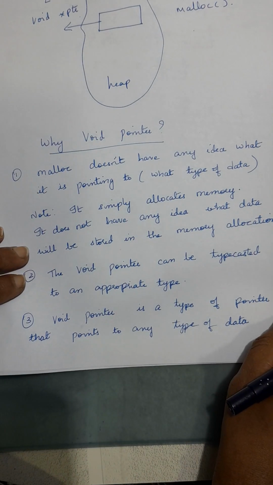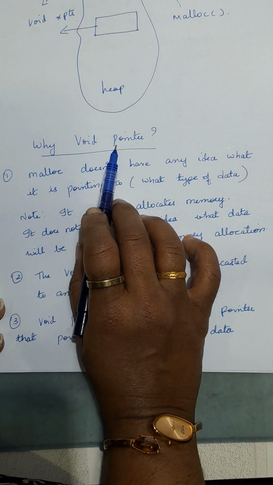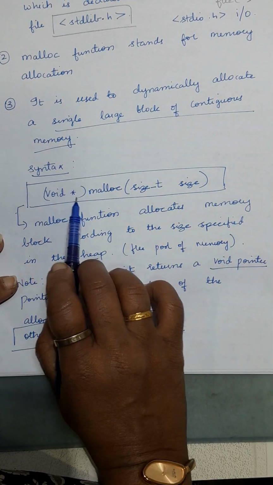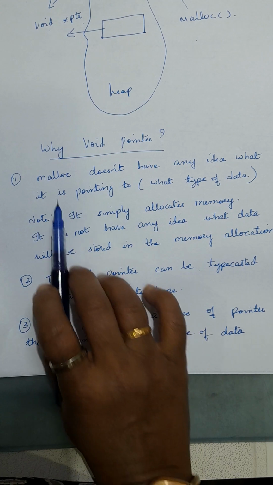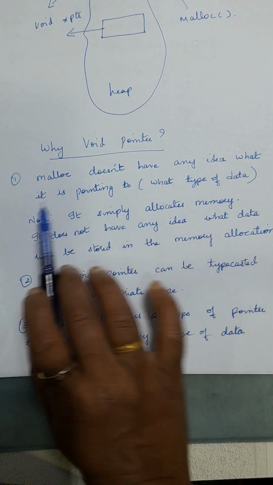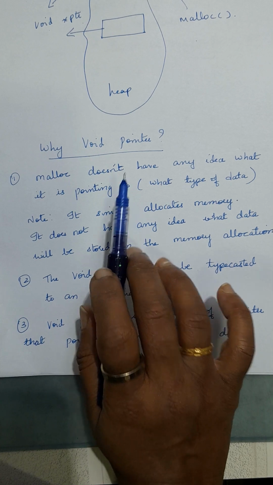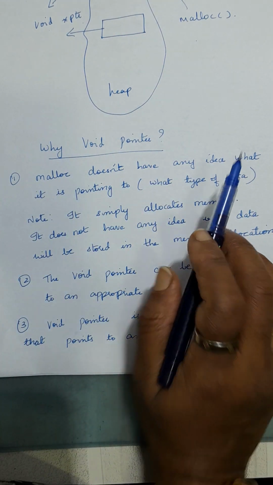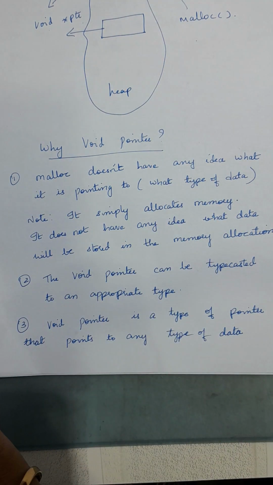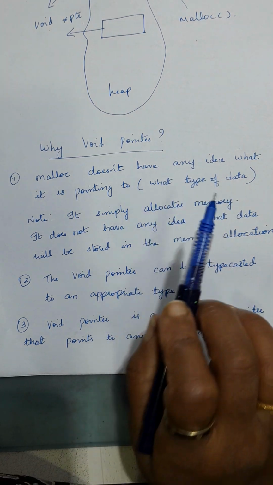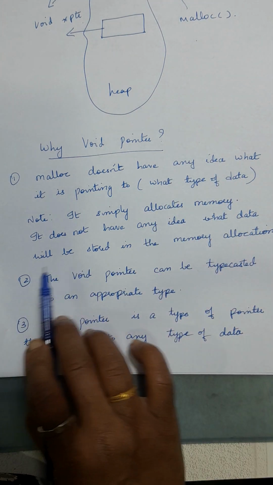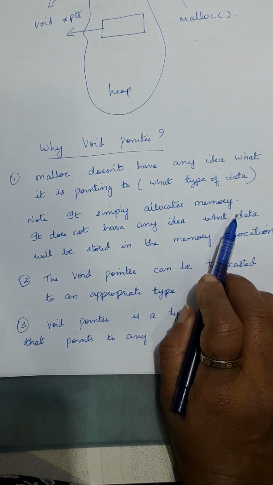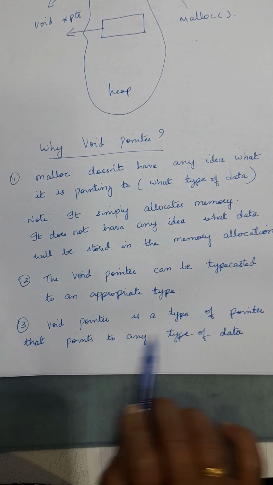But coming here, what is a void pointer? Why do I have to specify a void pointer? If you see the syntax here, it is void star. Why void star? Malloc doesn't have any idea about what it is pointing to, which means what value should be stored inside the memory allocation. We allocate the memory, but malloc is not at all worried about what type of data should be stored. It only allocates memory, but it doesn't have any idea about what data will be stored in it. That's why void pointer is a pointer that points to any type of data.